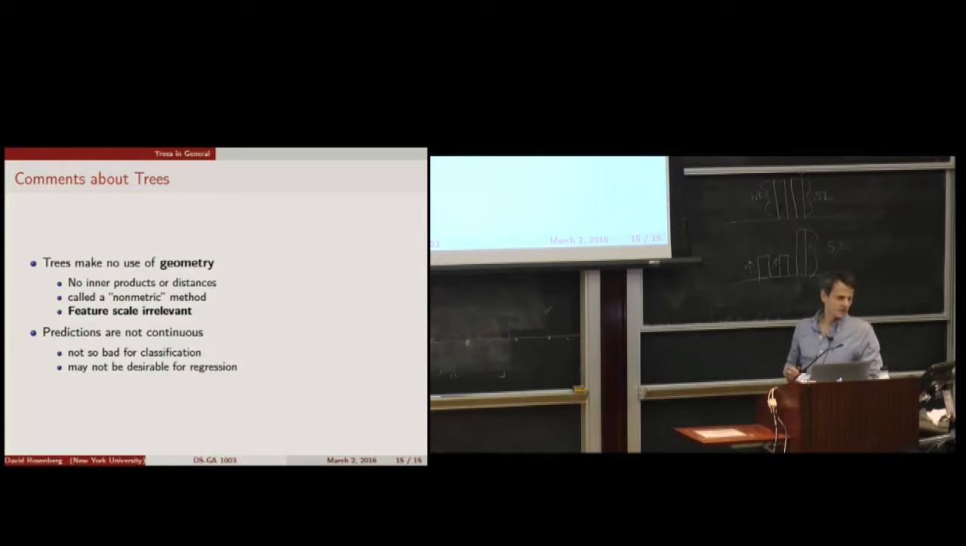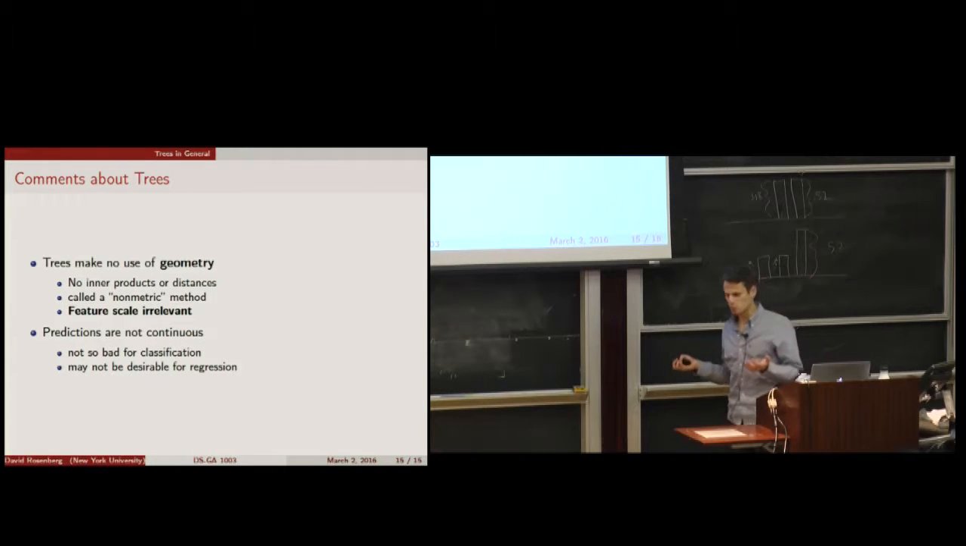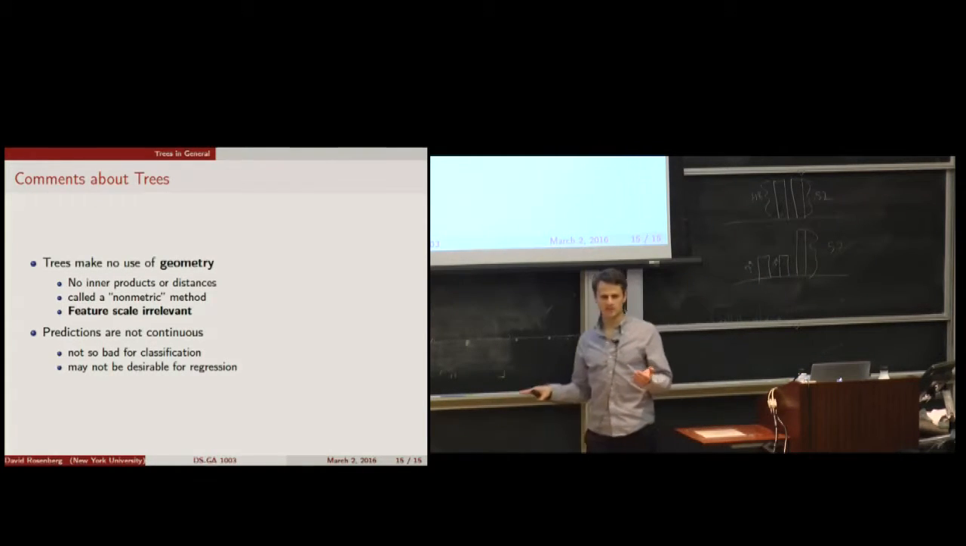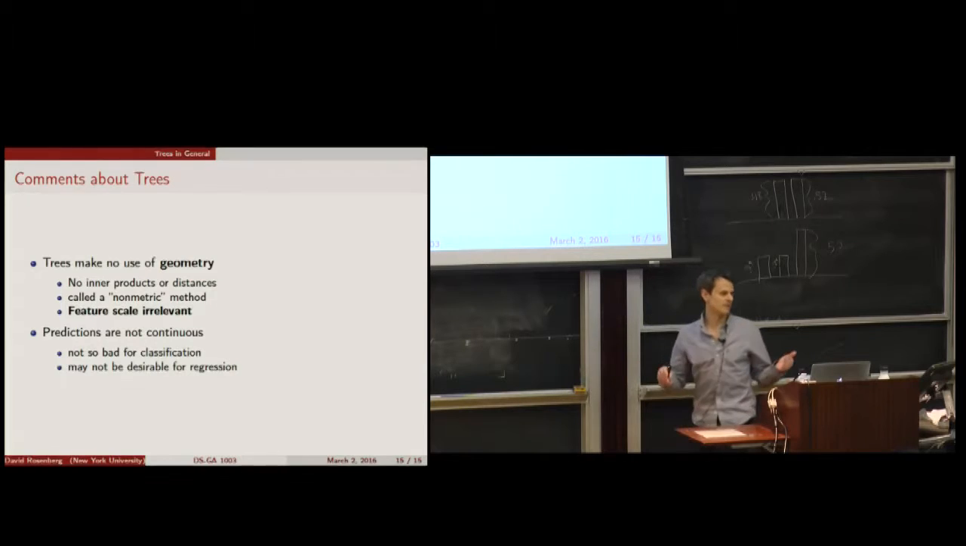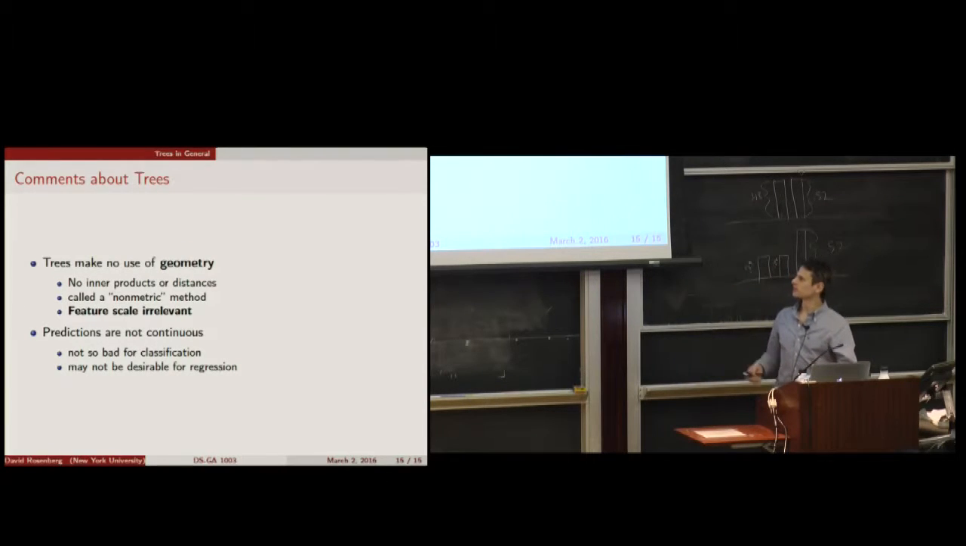And here's the last thing, which is relevant to the regression trees. The predictions are not smooth. They're piecewise constant. So this may or may not be desirable in your context. Okay. That's all I had to say about trees.